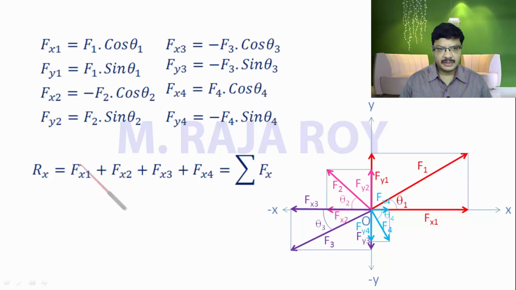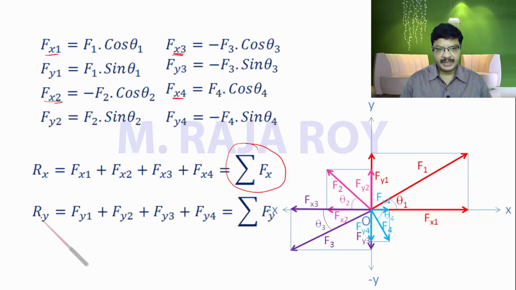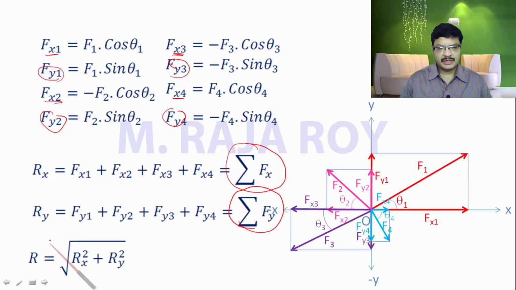Now to get the resultant, add all the x components, that means Fx1, Fx2, Fx3, Fx4. That is the resultant along x direction. Simply you can indicate that as sum of x components. To get the resultant in y direction, add all the y components Fy2, Fy3, Fy4. That you can simply indicate as sum of all the y components. The total resultant you can obtain using this equation, root over Rx square plus Ry square. Inclination theta you can find by taking the tan relation, tan theta equal to Ry by Rx.